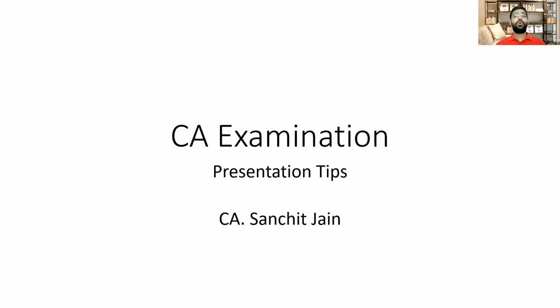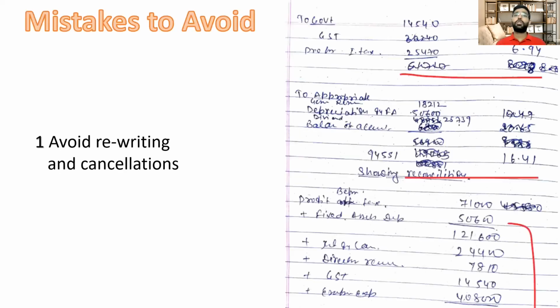First, we'll cover certain points which you should avoid in your examination. First mistake to avoid: any form of rewriting or cancellation. In case you make mistakes in an answer, as far as possible, try to avoid overwriting or cancellation. Even if you have to cancel out some number, use a single line rather than multiple lines. Do not cancel it over and over. Instead, just cancel it once and neatly write your revised answer above that.